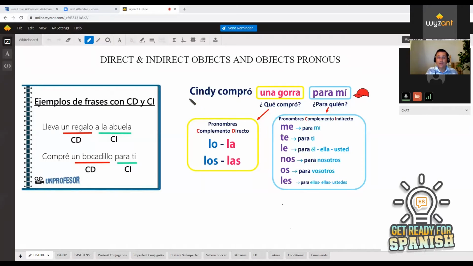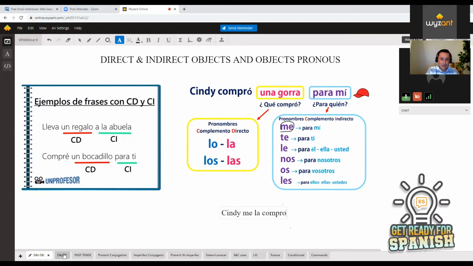So this will be Cindy la compró. Cindy la compró. And if you want to say para mí, in that case, you will choose me, which means para mí. So the sentence will end up being Cindy me la compró. Cindy bought it for me. This is it, okay? Again, I'm explaining a very hard and complicated concept in 3 minutes. So you may have some questions. Feel free to ask, all right?